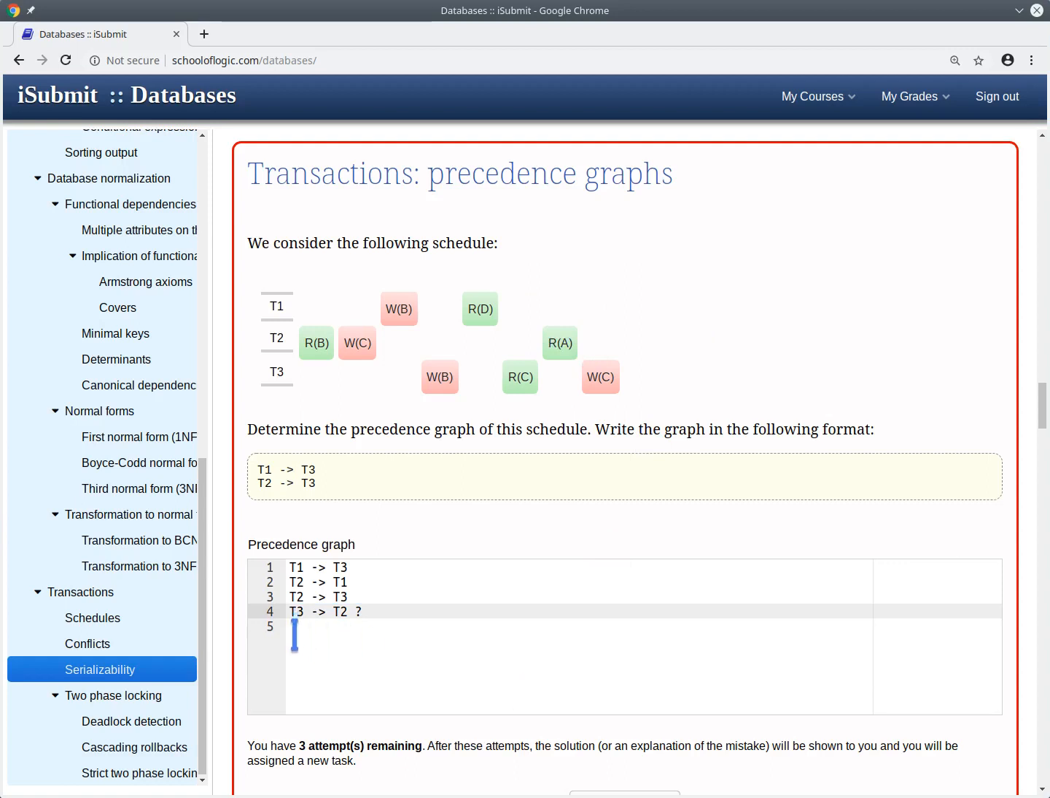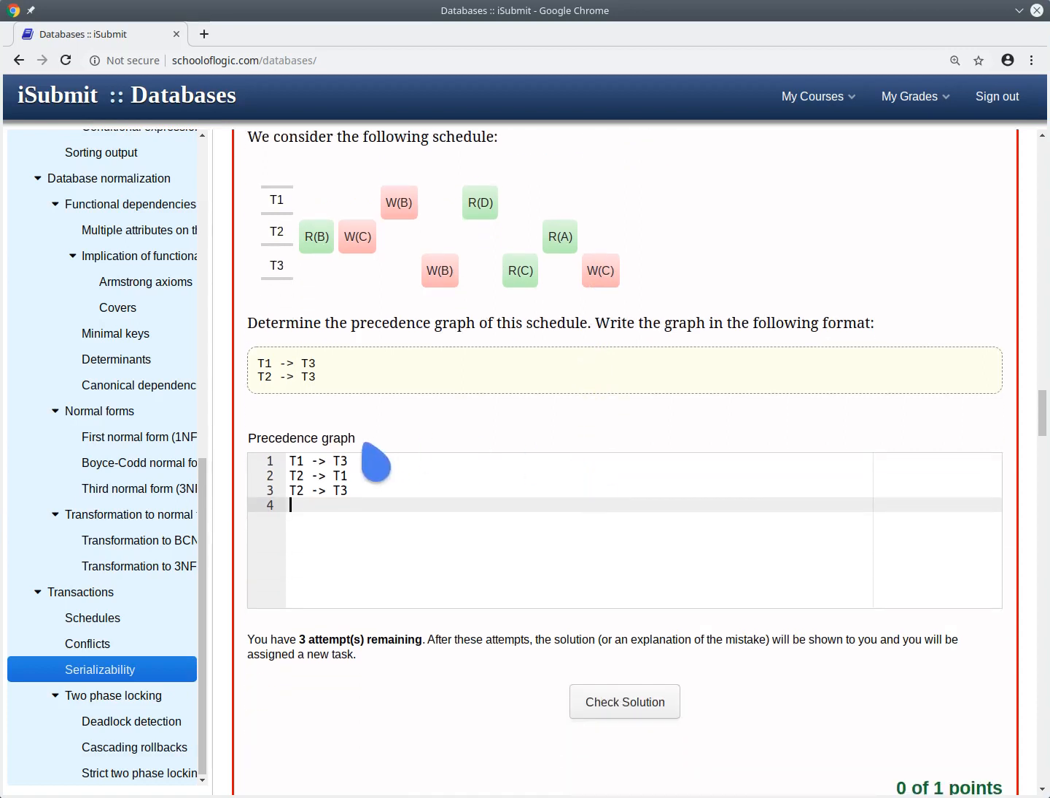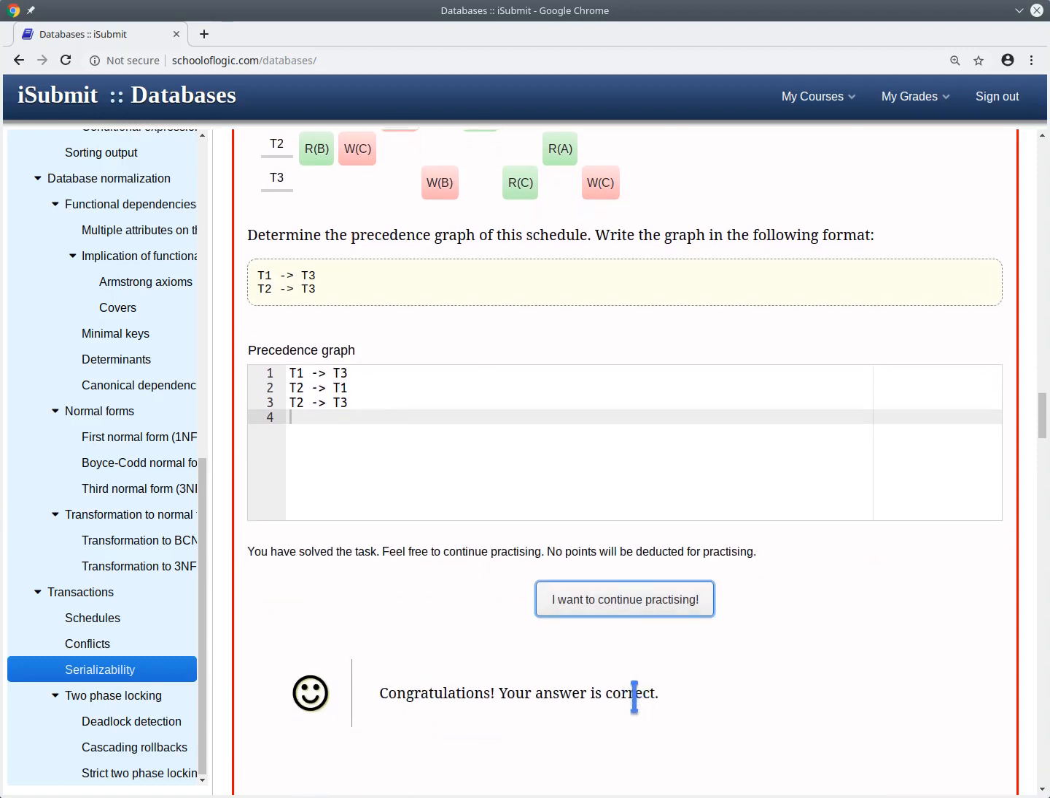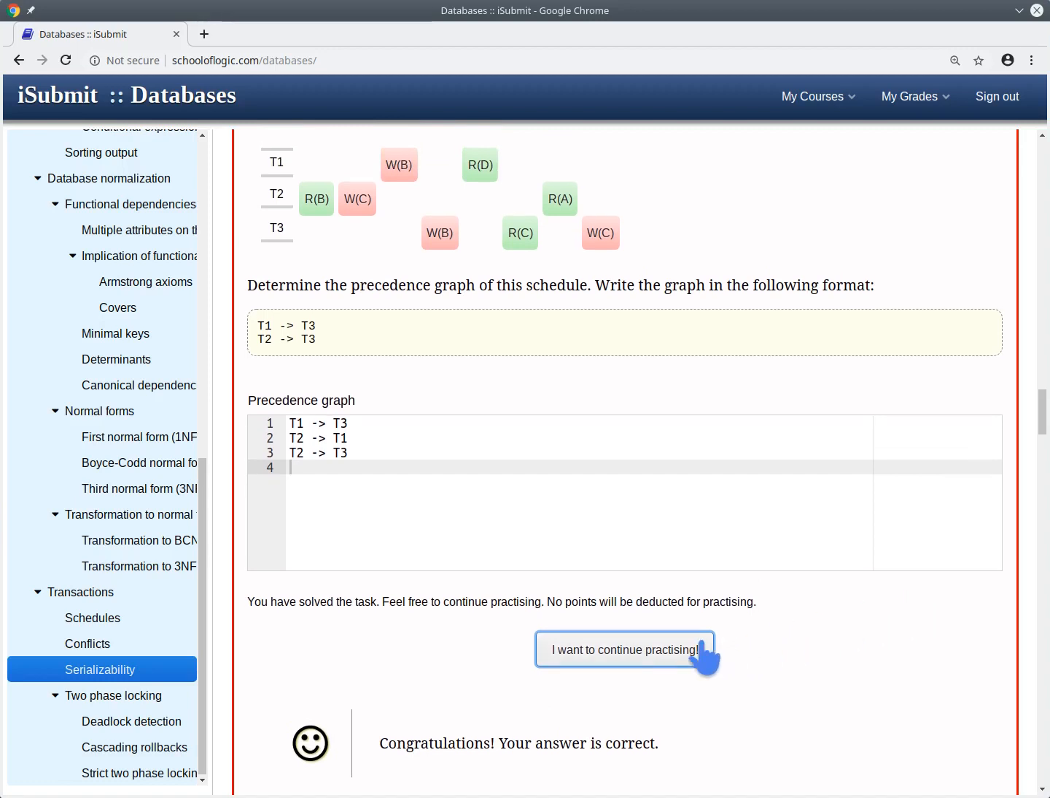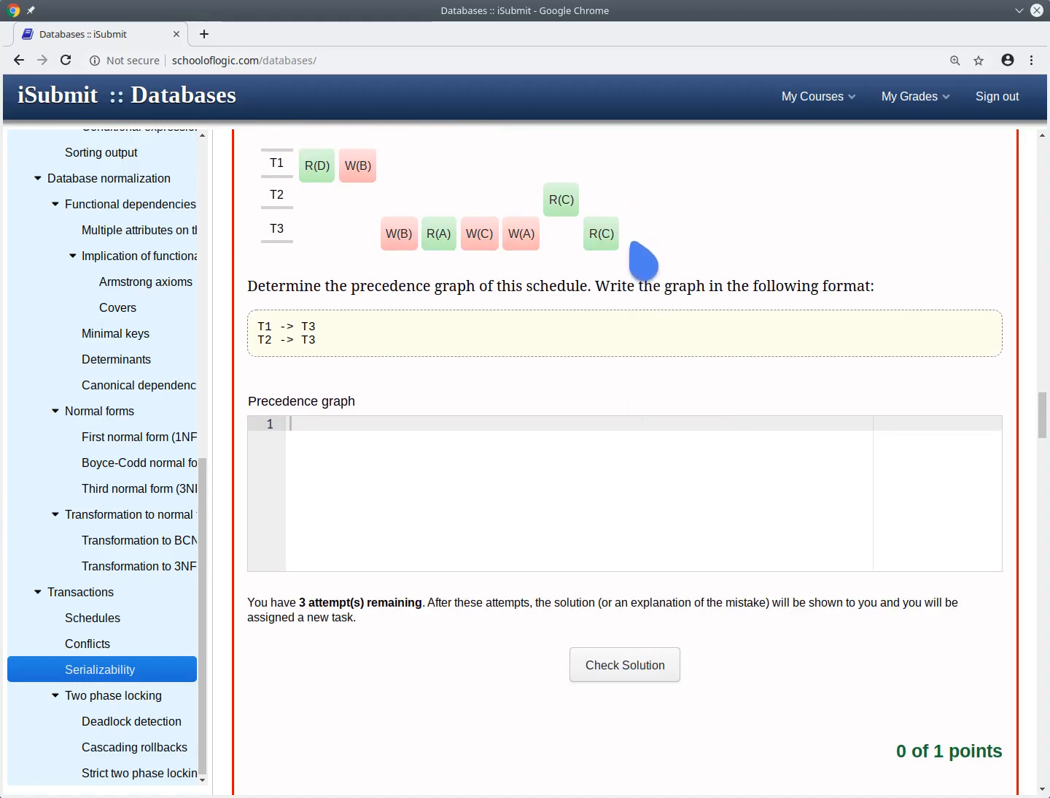Finally, we check whether there's an edge from T3 to T2. We have a write of B, not followed by a read or write of B in T2, write of C, not followed by an access of C, and this is not followed by anything, so we don't have an edge from T3 to T2. Okay, so this is our precedence graph. We have an edge from T1 to T3, and from T2 to T1 and T3. Let's check. Yeah, our solution is indeed correct. And remember that you can always continue practicing, so you can simply say that I would like to continue practicing on another example, and you will get another schedule to practice on.